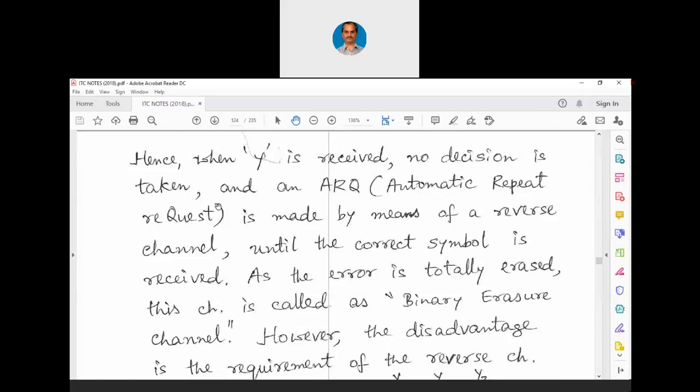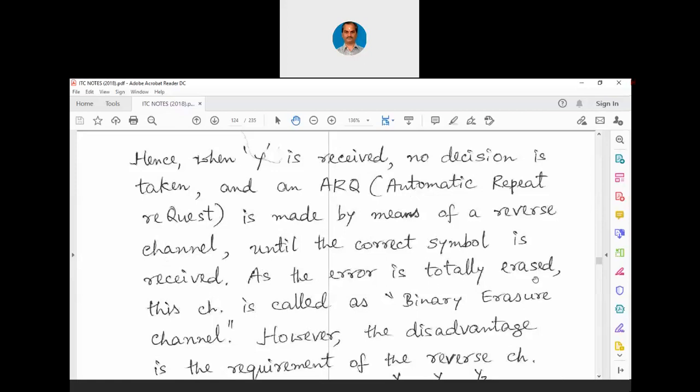This is one of the communication protocols. This is made by means of a reverse channel until the correct symbol is received. That means from the receiver to the transmitter, or from the destination to the source, there must be one more channel established for the destination to communicate back to the source by sending this request. So now the communication overhead is more in this particular case. We need one more reverse channel until the correct symbol is received.